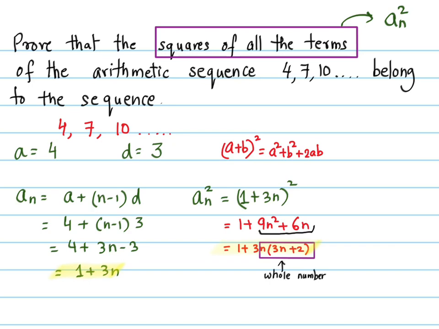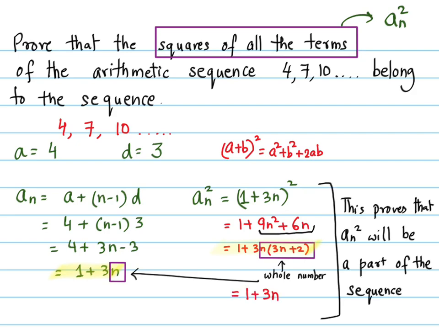So this thing which is there in this blue box will be a whole number, which is same like the n in our formula for an. So that means an square can also be written as 1 plus 3n, that is 1 plus 3 times the whole number. This proves that an square will also be a part of the sequence.